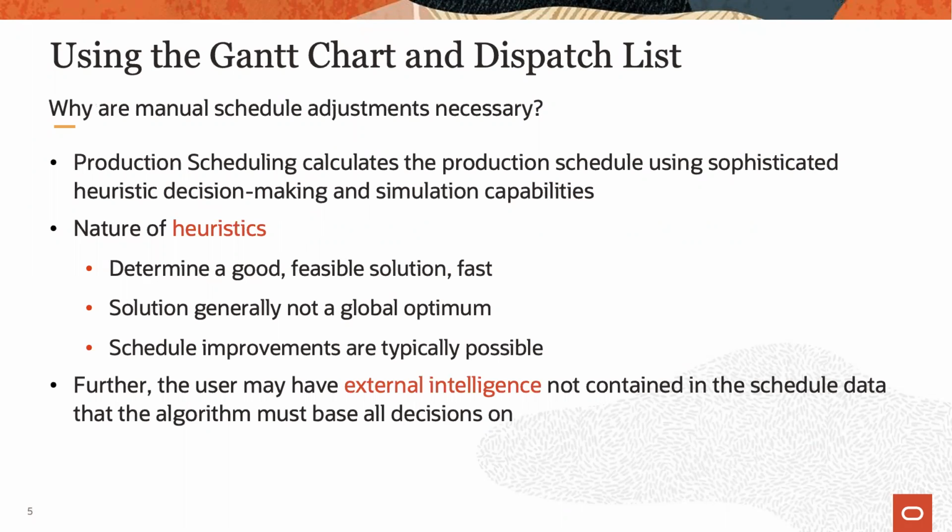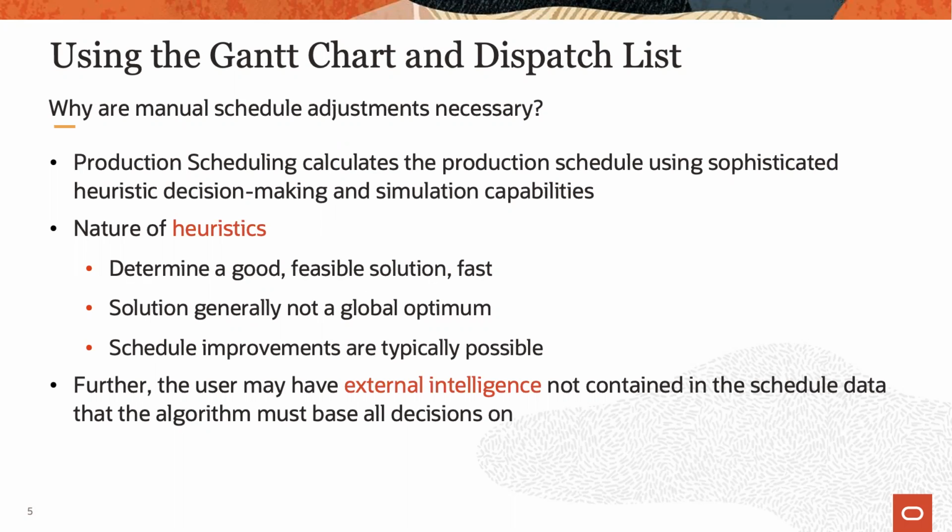Before discussing schedule analysis and schedule adjustment in more detail, let's understand why those are necessary in the first place. There are two main reasons why a scheduler may want to adjust the schedule. First, the schedule is calculated using heuristics, which arrive at good solutions in a reasonably fast manner. But those solutions typically are not globally optimal. Therefore, there will usually be some aspect of the schedule that the user may be able to improve upon manually.